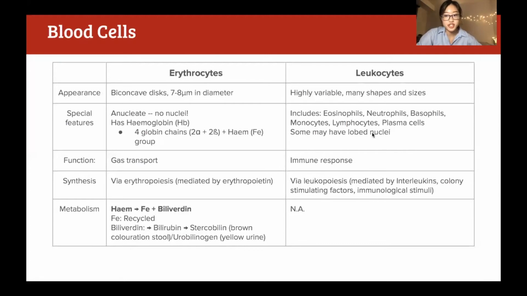And their primary function is the immune response, as you guys have learned from the adaptive immune system last week. That's what they do. They are produced via leukopoiesis, which is mediated by interleukins, colony-stimulating factors, and immunological stimuli. So these are very responsive to the war that our body is engaging in against pathogens, basically.